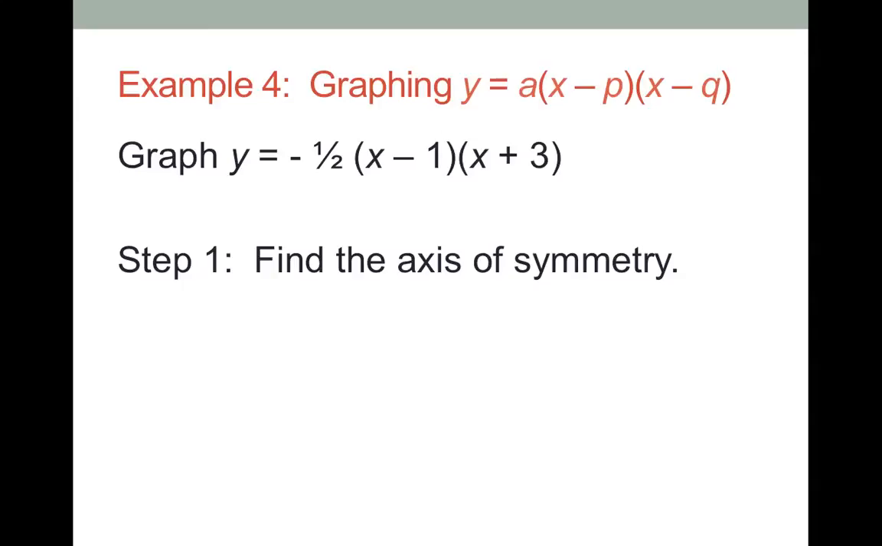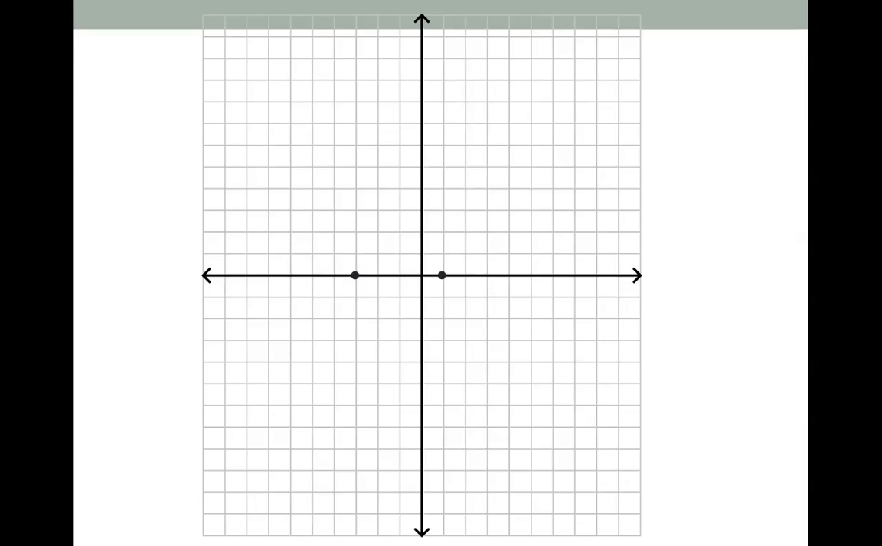So we need to find the axis of symmetry. Well, if you think about this for a second, we already know where the x-intercepts are. And we know that parabolas have to be symmetrical, which means the axis of symmetry has to run right down the middle of my two x-intercepts, which would be at -1. So x equals -1 is my axis of symmetry. I can draw that line and label it.